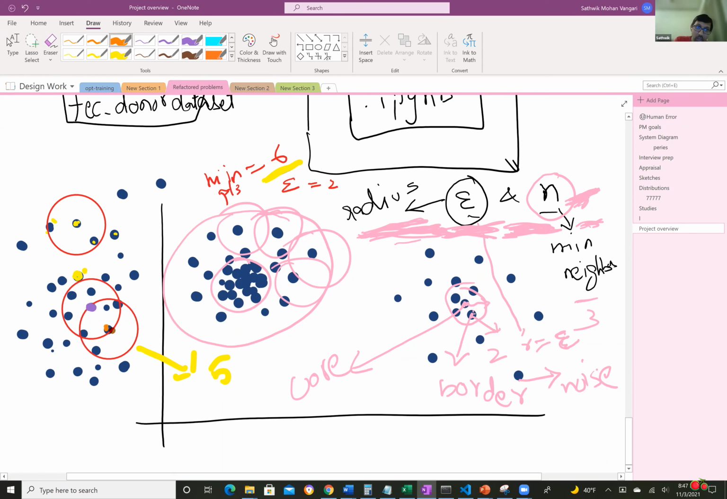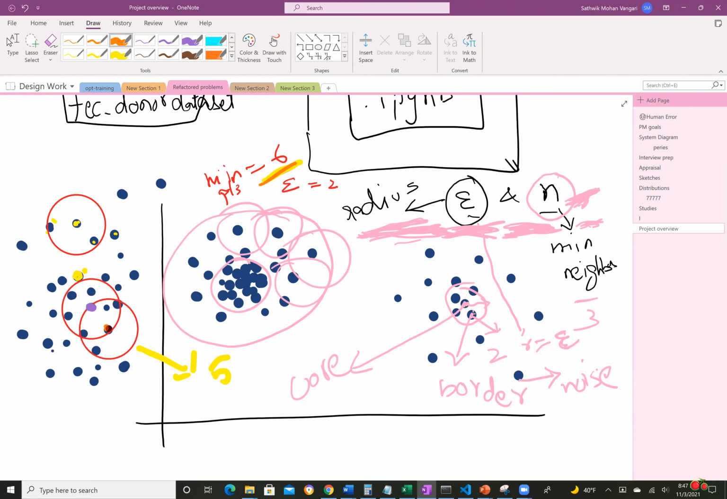Now, this orange point here has only 5 neighbors in its circle, which means it is not satisfying the minimum neighbors condition. So it's not a core point, but it is a neighbor of a core point, which is the purple point. So what does that make the orange point? It makes it a border point, correct? Now do you understand?